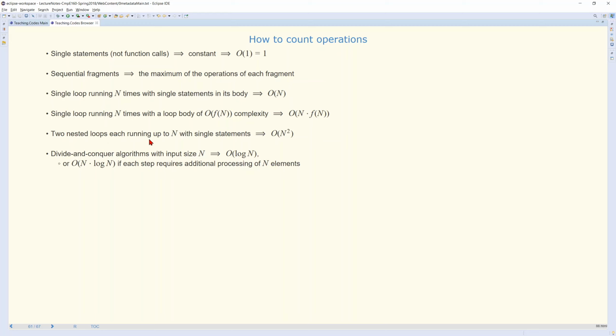If we have two nested loops, say each one repeating n times, it will be O(n squared). If one is repeating n times and the other one is repeating k times, it would be n times k. And if we're talking about divide and conquer algorithms, for input size of n, such algorithms would have O(log n) complexity. However, if each step of that log n takes complexity of, say, O(n), then it would be O(n) times O(log n), so therefore it would be O(n log n).